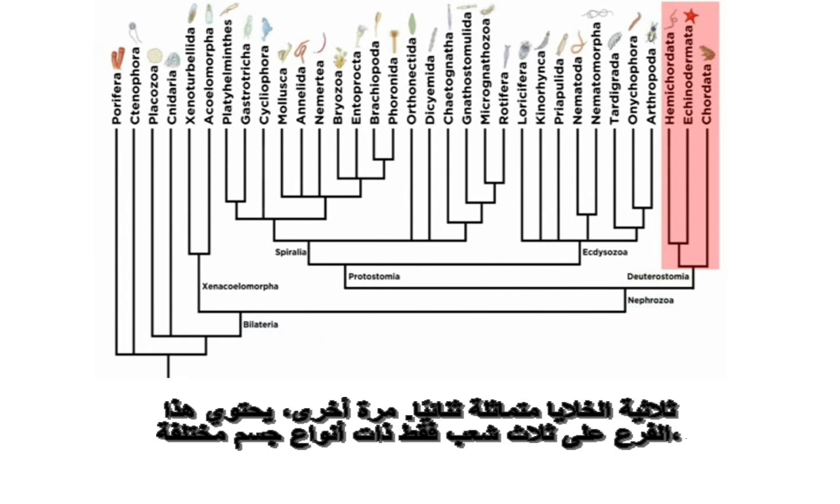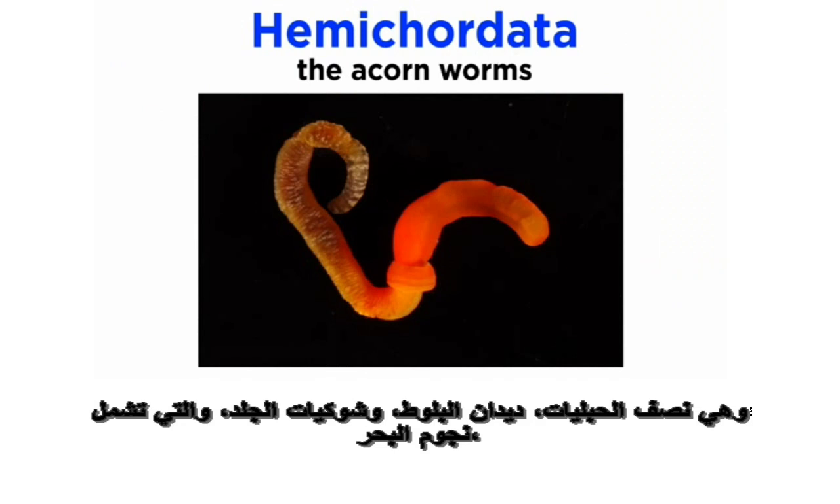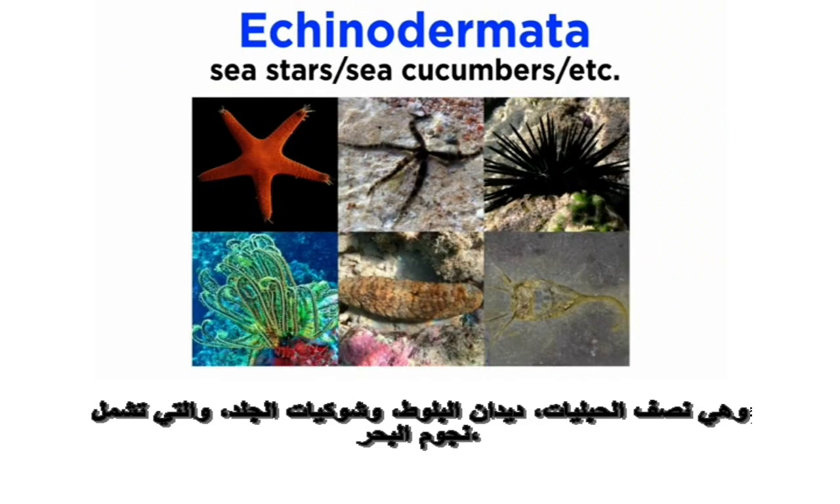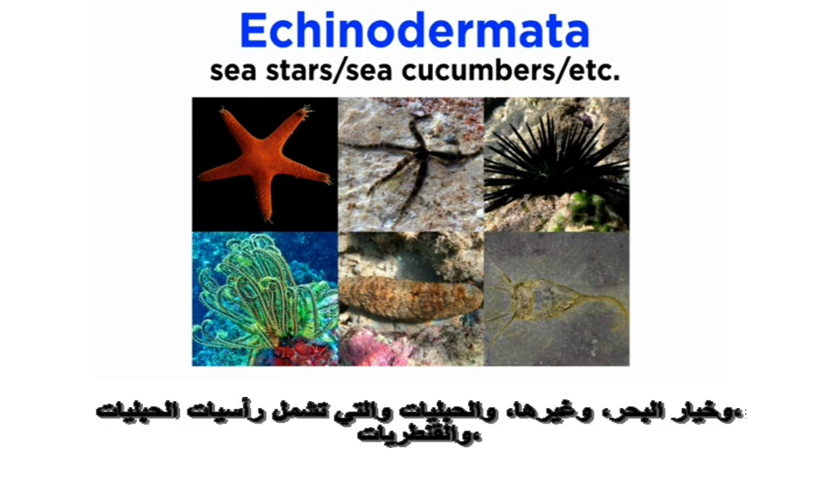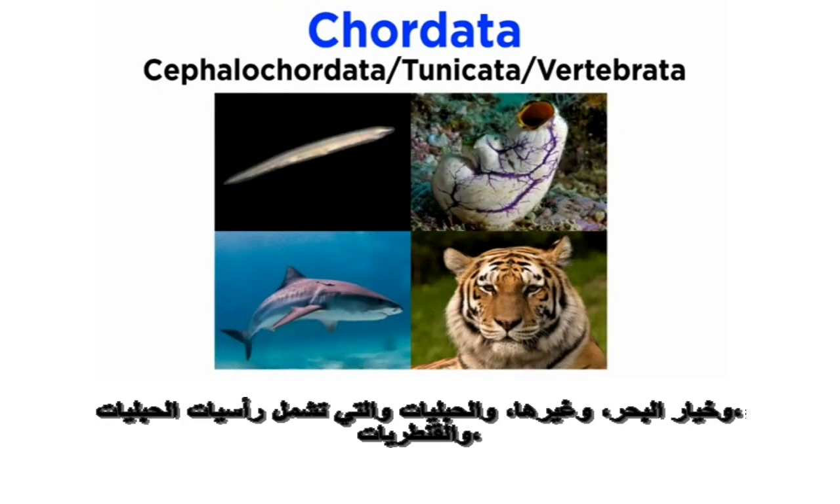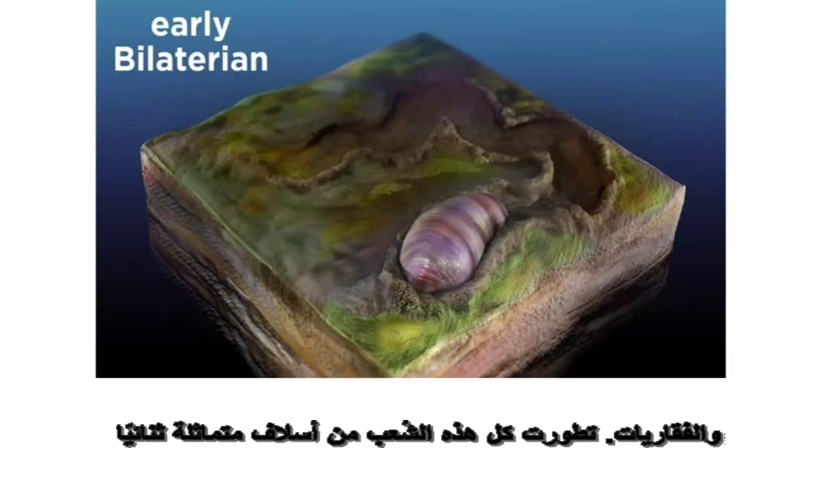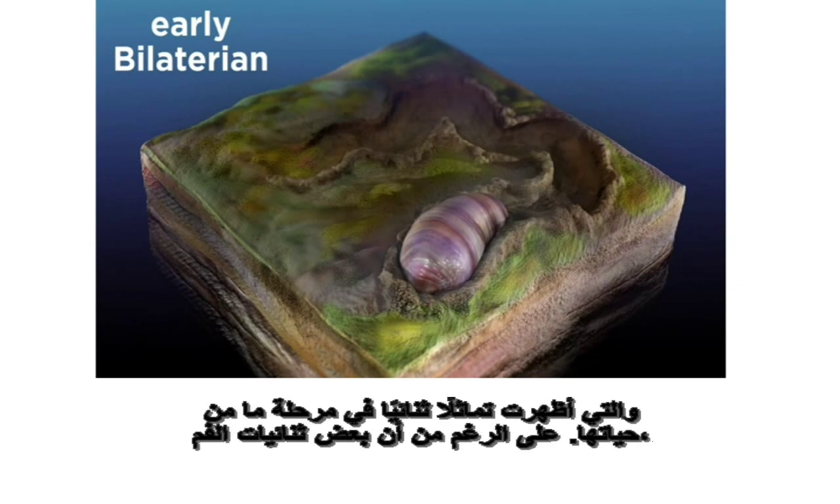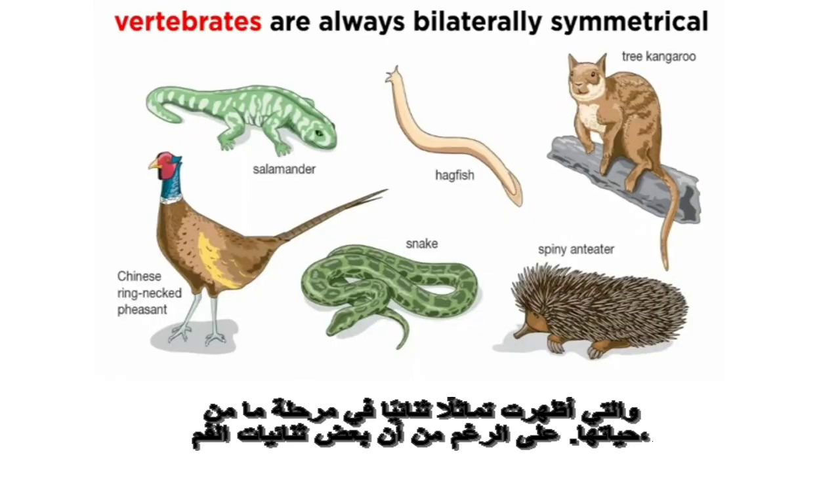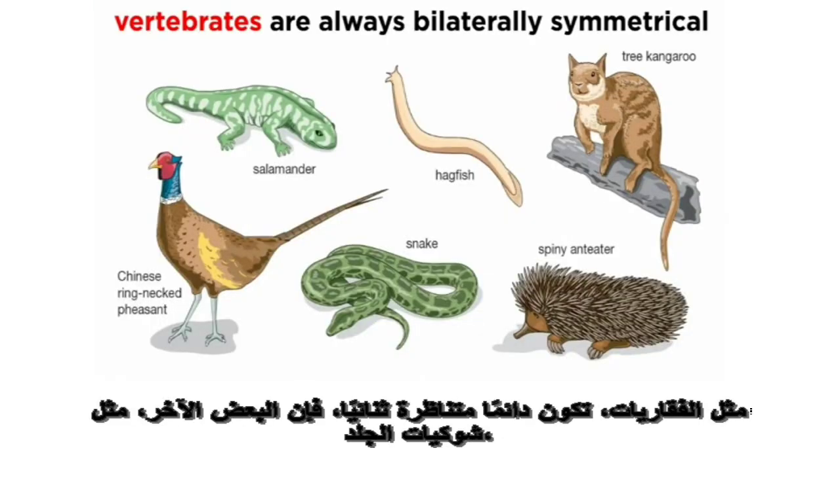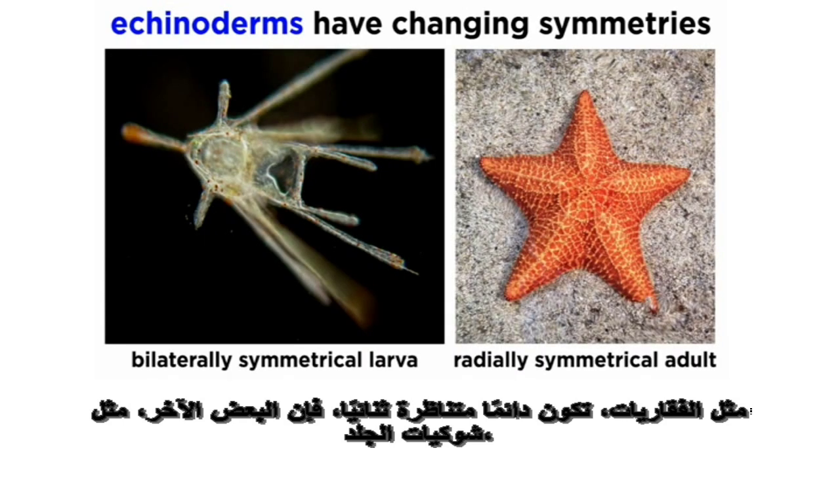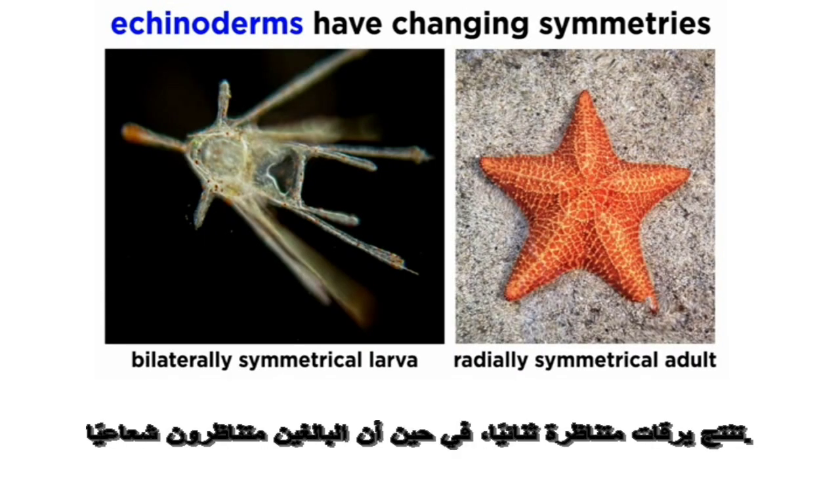Again, this clade contains just 3 phyla with varying body types, those being Hemichordata, the acorn worms, Echinodermata, which includes the sea stars, sea cucumbers, and others, and Chordata, which includes Cephalochordata, Tunicata, and Vertebrata. All these phyla evolved from bilaterally symmetrical ancestors which demonstrated bilateral symmetry at some point in their lives. Though some deuterostomes, like the vertebrates, are always bilaterally symmetrical, others, like the echinoderms, produce larvae that are bilaterally symmetrical, whereas the adults are radially symmetrical.